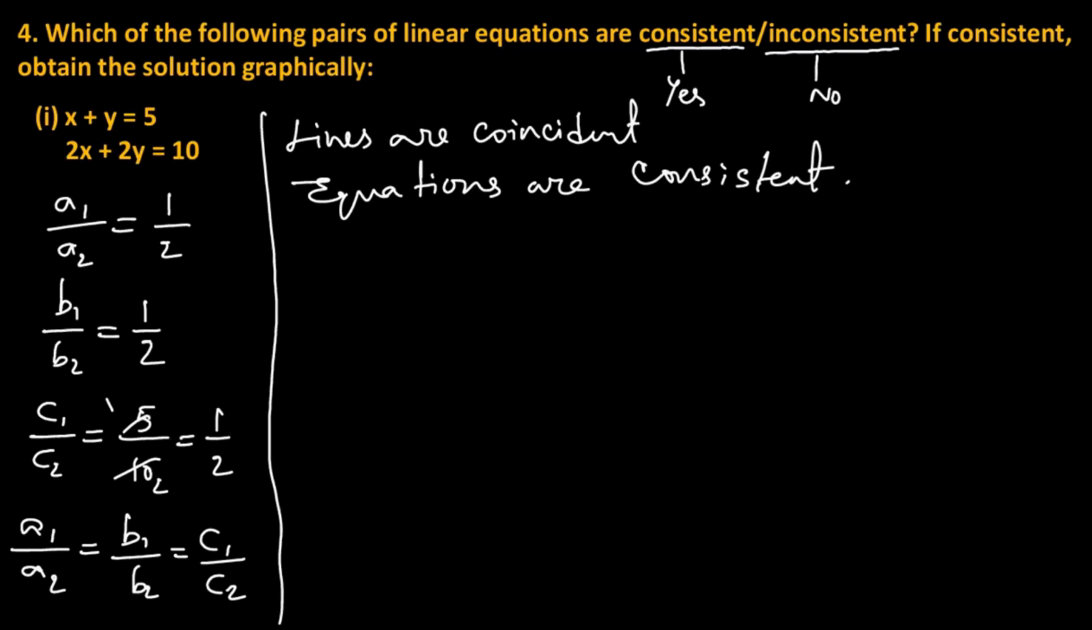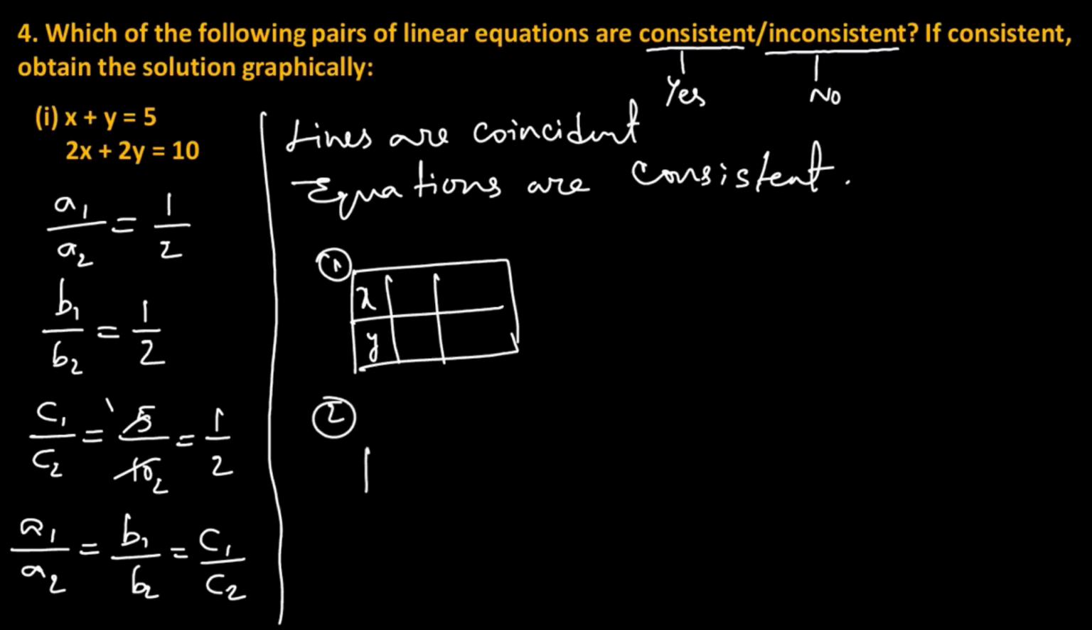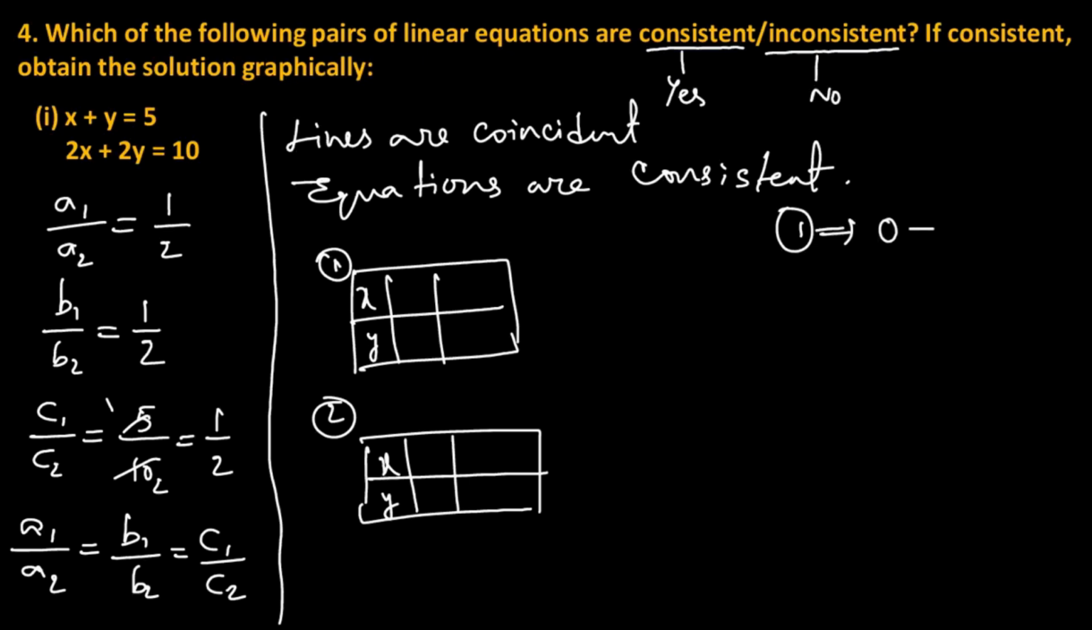Okay. Let's form two tables. This is for the first one, x, y. And this is for the second one. For the graphical representation, we have to find out the x and y values first. So if x is equal to 0 in equation 1, y will be 5.